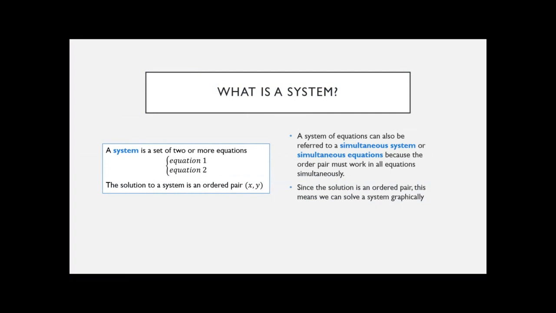And since our solution is an ordered pair, this tells us that we can graph these things, especially because you have an x and a y, and those are always associated with graphing. So we can always solve systems graphically as long as you have two variables. If you have three variable systems, you can graph those, but they're a lot more difficult to visualize. And if you have a more complicated system that's four or more, you can't graph it because we can only graph things in 2D or 3D.